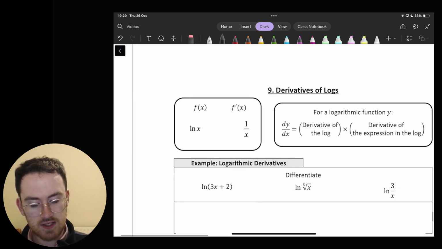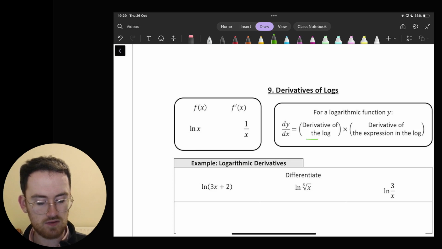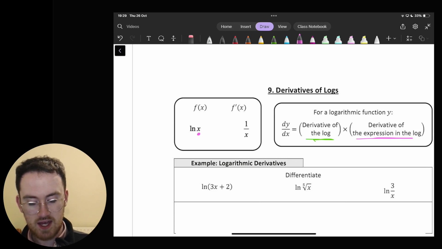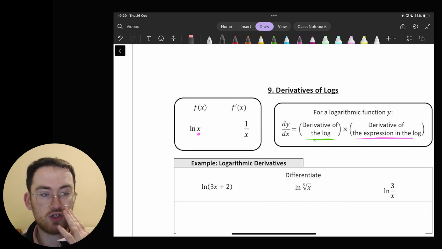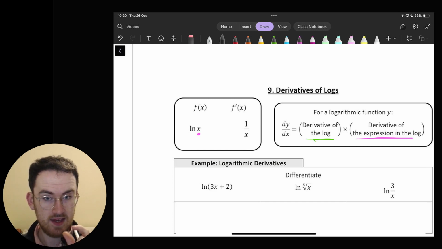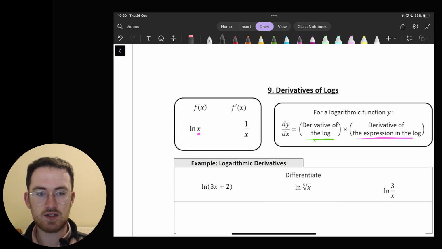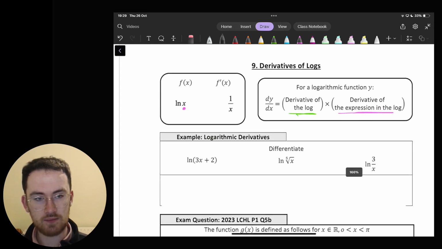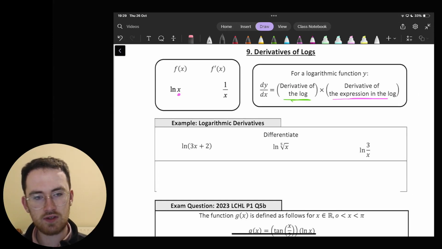When we're doing our logs, kind of similar to our exponentials, we have the derivative of the log and we get the derivative of the expression within the log, okay? In fact, it's probably more similar to our trig ones because it's set up in a similar way. We have our x expression there as kind of like the subject of our log. So let's just look at a few of these in practice.